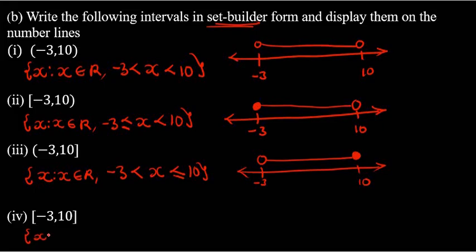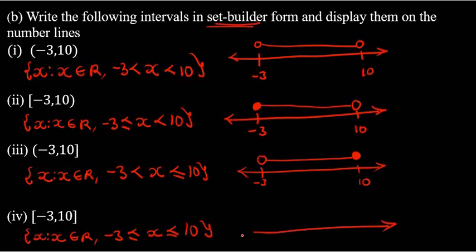And let's display the other one in set builder. So it's x is such that x is a member of real numbers. Then -3 is included. So you just say -3 is less than or equal to x, and x is less than or equal to 10. On the number line, -3 there, then 10. So it will be full dot this side and full dot this side. Okay. So that's how you write that one.